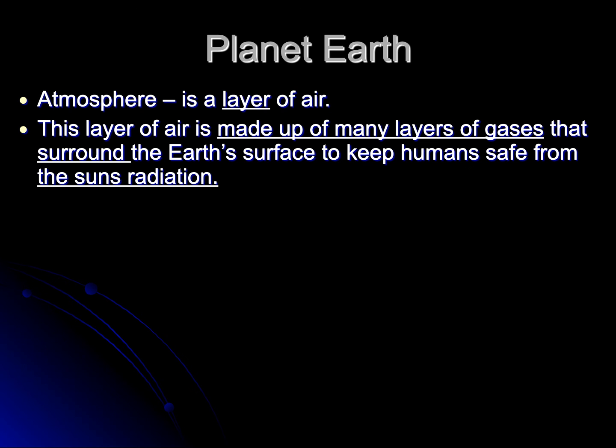Planet Earth. Now, this is the other part of this standard. You have what makes up the solar system, but you also have what makes Earth unique. Earth is unique because we support life and no one else supports life. When we get more into it, you're going to see that there probably was water and life forms on other inner planets before their atmospheres broke down. But currently, planet Earth has an atmosphere, which is a layer of many gases, not just air, that surrounds the Earth's surface and keeps humans safe from the sun's radiation.